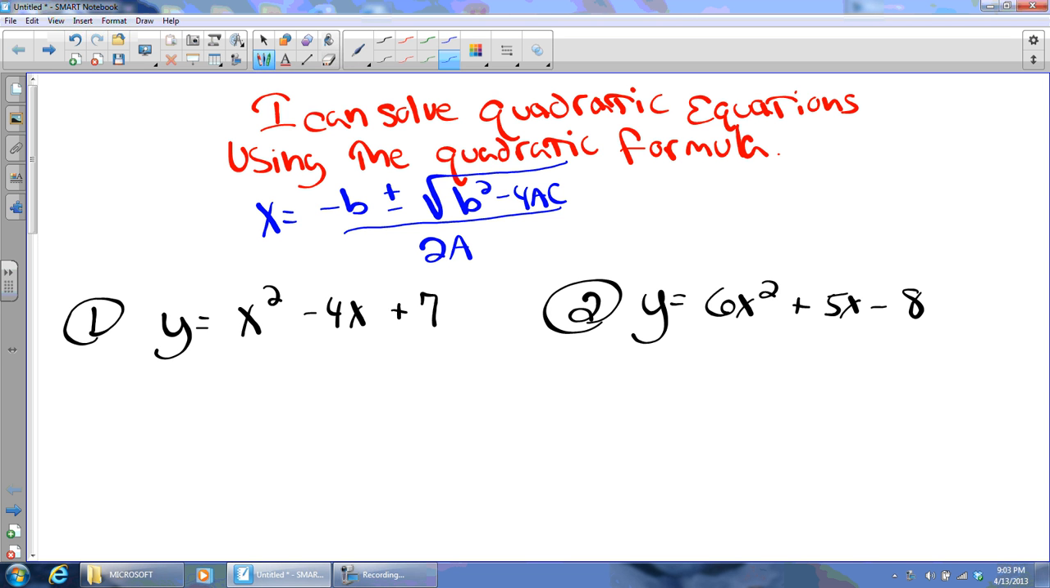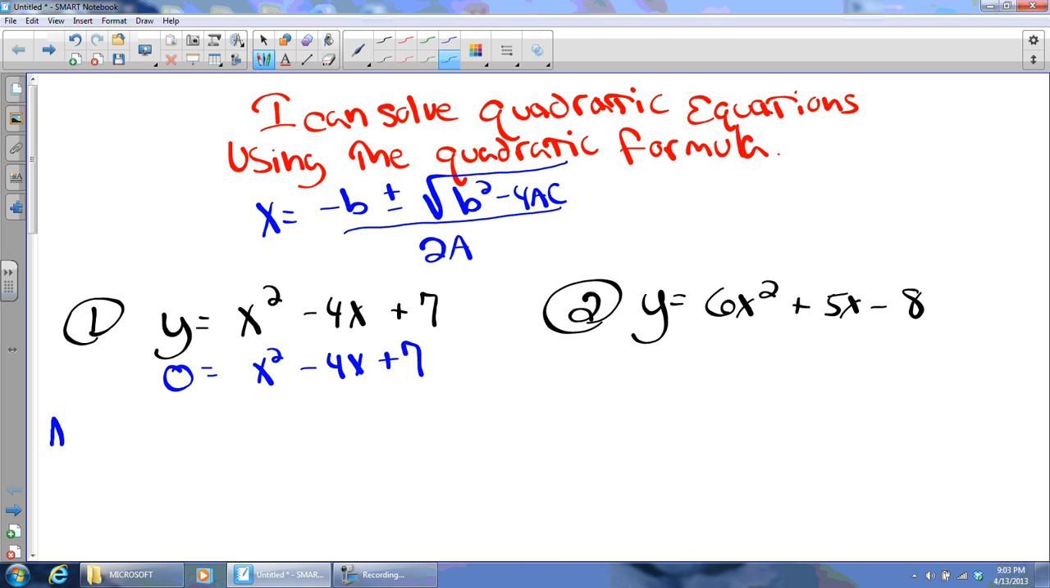Alright, and we're just going to get down to this. When we solve, we want y to be 0. So the first thing I'm going to do is set y equal to 0 in problem 1, and I'm going to solve this. Now, it's not linear. I'm going to solve using the quadratic formula.